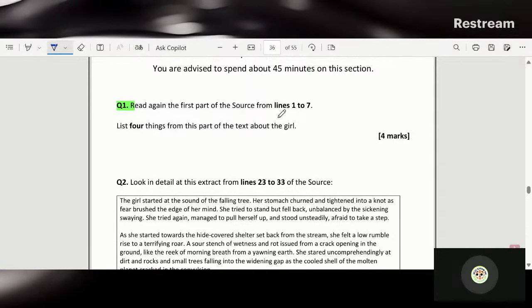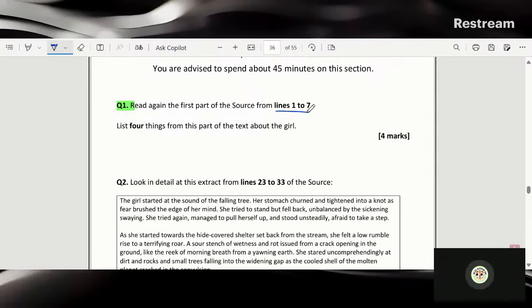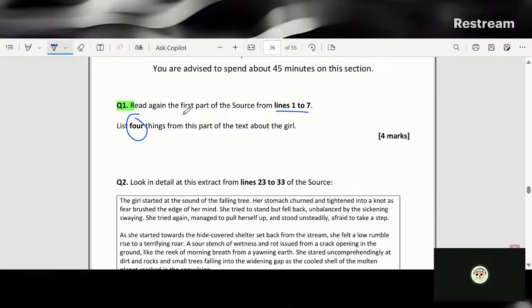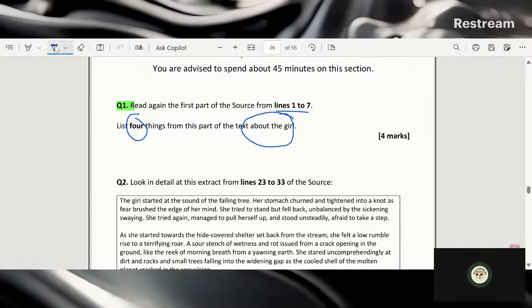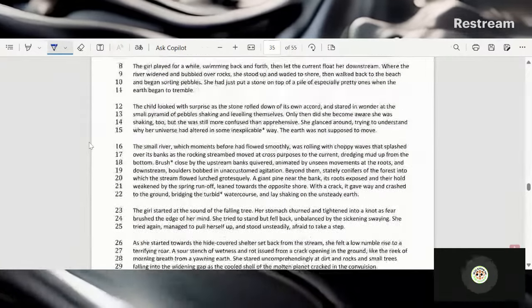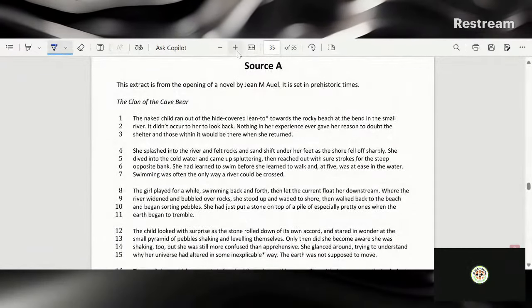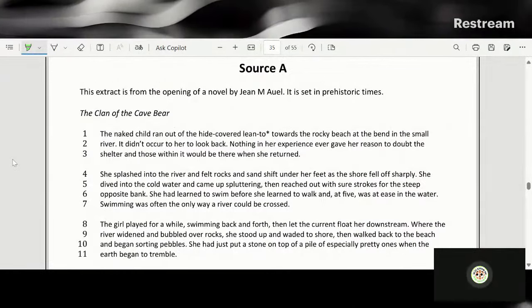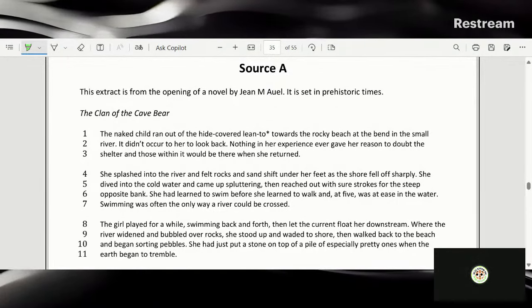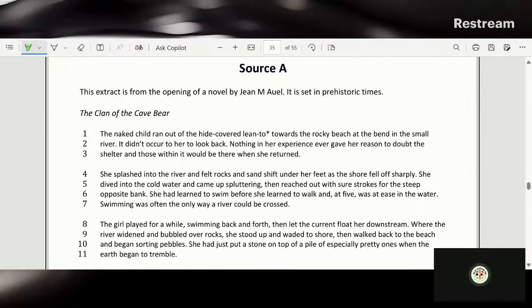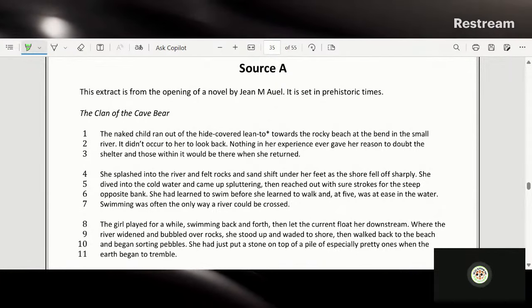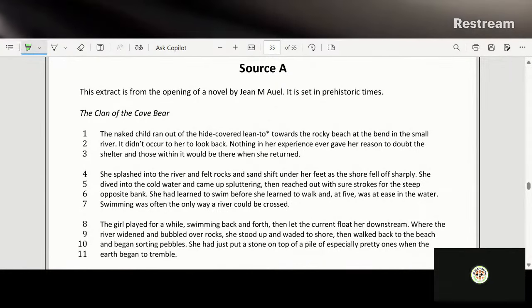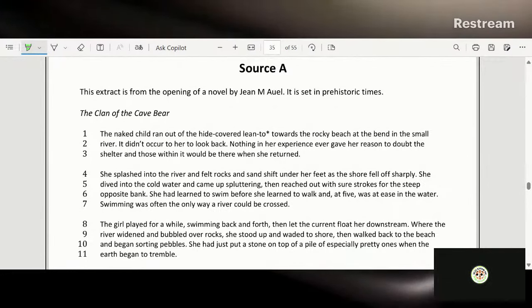So, read again the first part of the source from lines 1 to 7. List 4 things from this part of the text about the girl. So, let's scroll up to lines 1 to 7. Four things about the girl. Let us have a look. I'm going to just look at my physical copy in front of me.